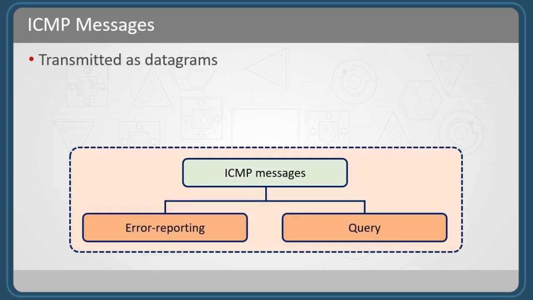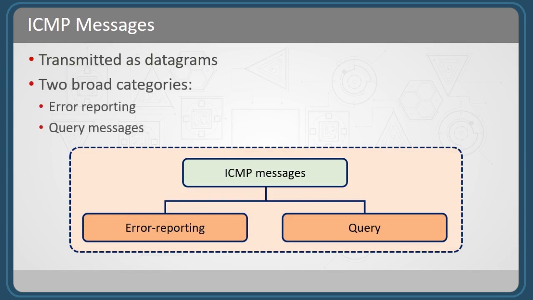So the messages themselves are transmitted as datagrams in two broad categories: error reporting and query messages. So the error reporting is, of course, something went wrong. So if there is a problem, it is the responsibility of ICMP to report that error. Query, as mentioned just a moment ago, is like the ping command. It is effectively, what is your status? Are you alive? Are you able to receive?